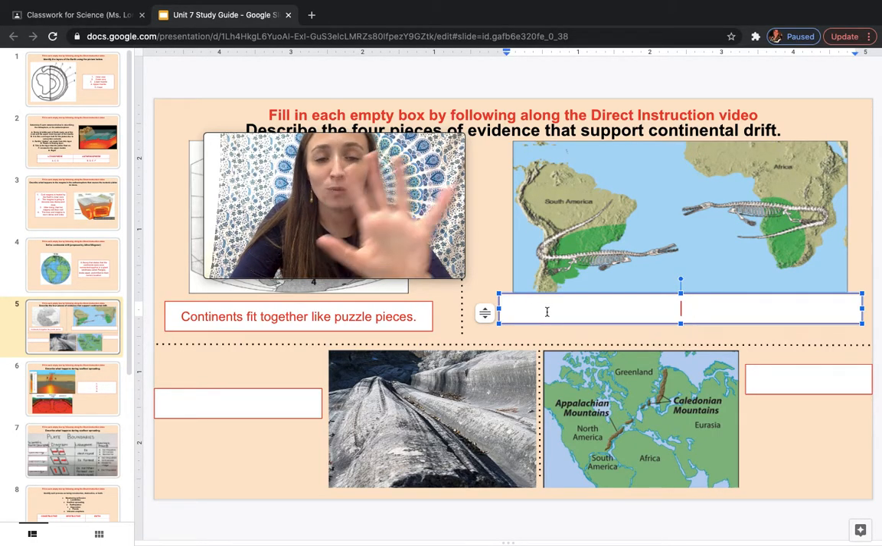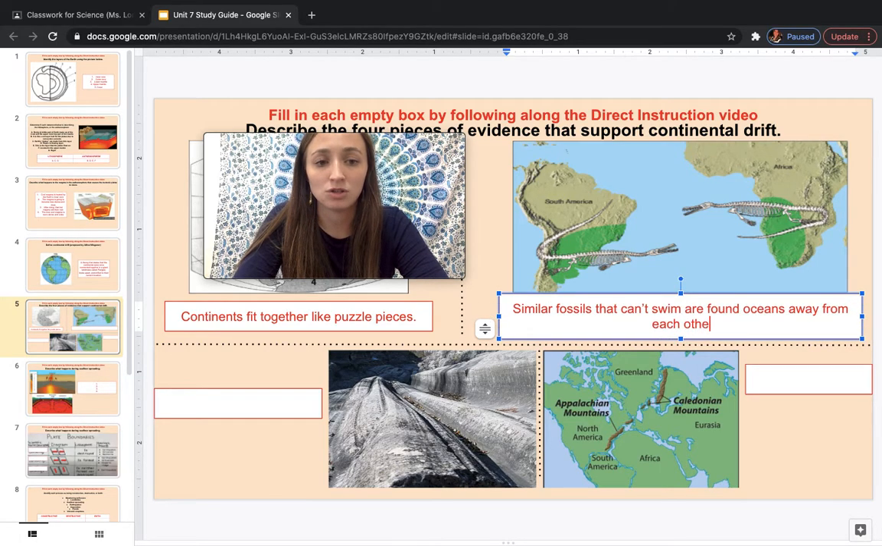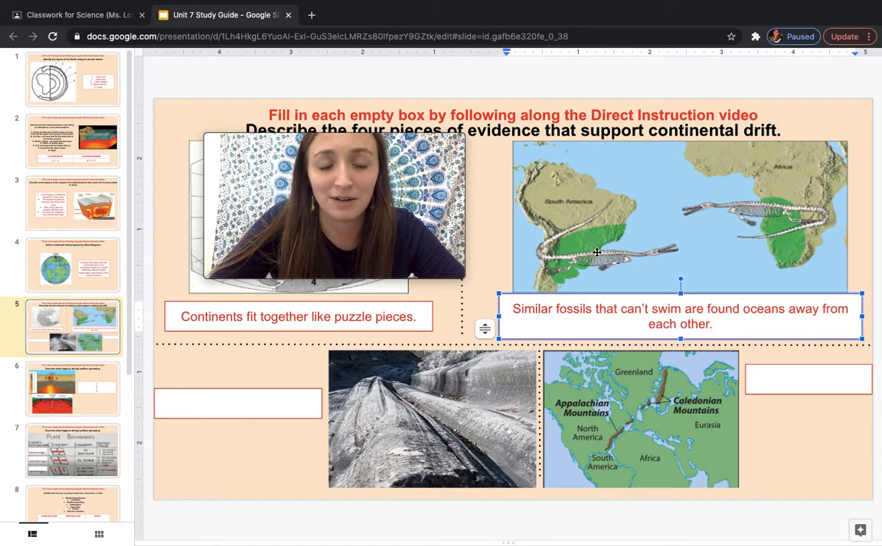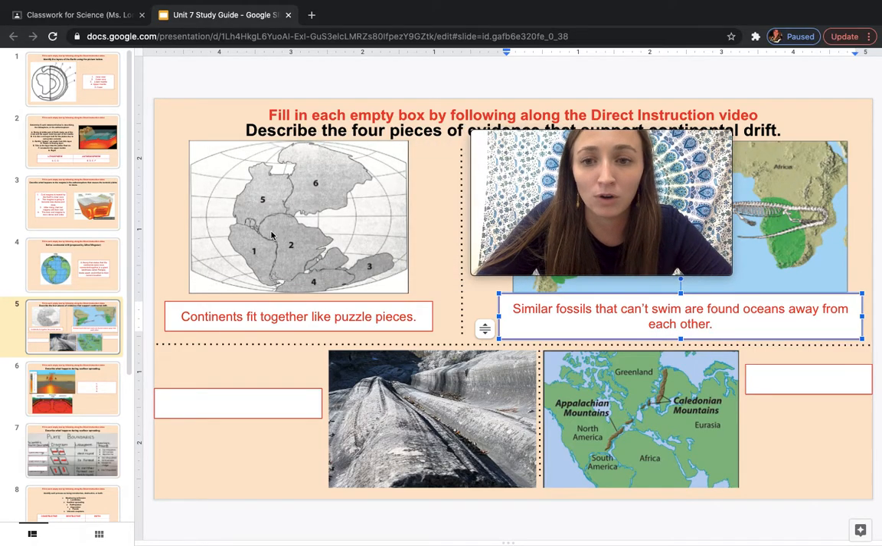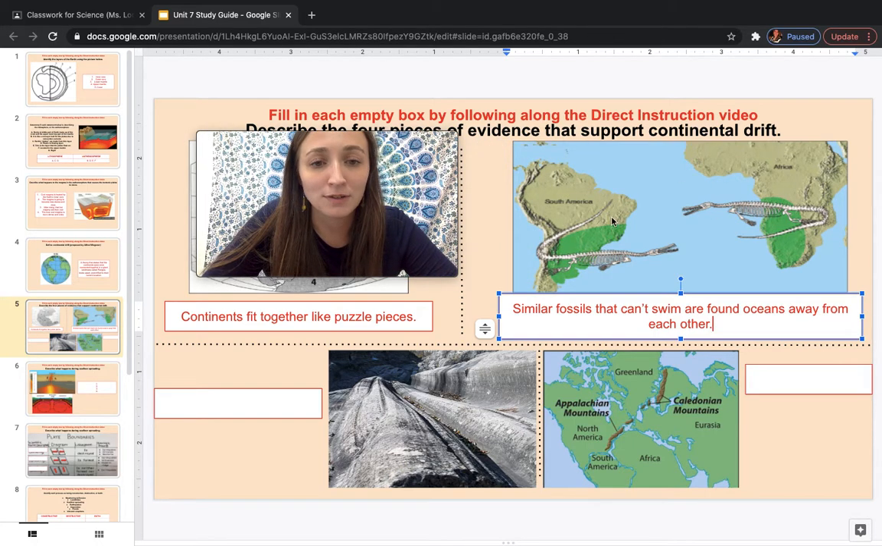So over here we have what we call our fossil clues. With fossil clues, you have similar fossils of animals that can't swim. This is key. They can't swim. They are found oceans away from each other. Okay, let me break this one down a little bit more because this is where it gets confusing. At one point, South America and Africa, these are our examples, were joined together. So they're one massive piece of land. We have found fossils in both of these continents, fossils for the same exact species and they're the same exact age. Okay, so they must have been related.